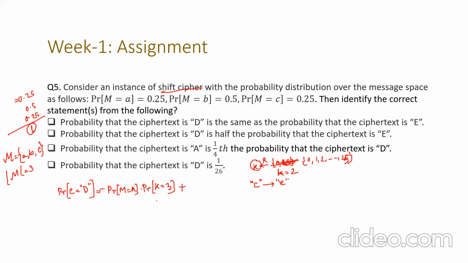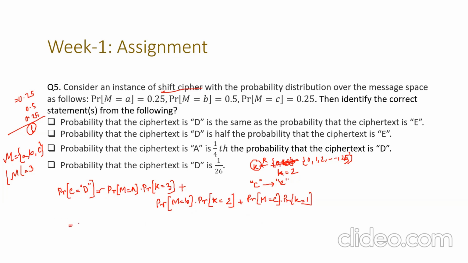And what can be another case, which is a disjoint case? The message can be B, and then the ciphertext is D only if the key is 2. Then B gets shifted by 2 positions. And another case is your plaintext is C and your K is 1. So C gets shifted by 1 position and maps to D. So these are 3 disjoint cases.